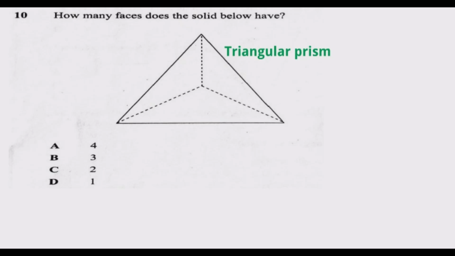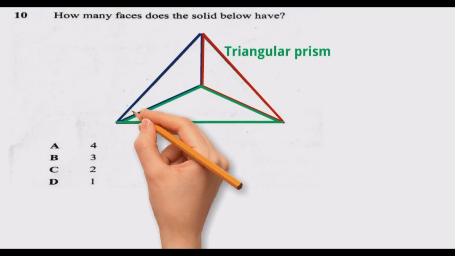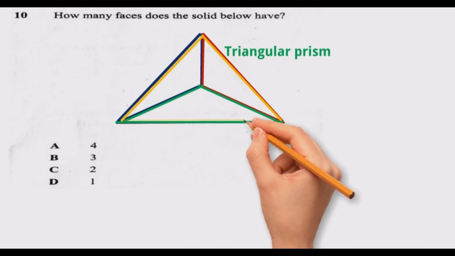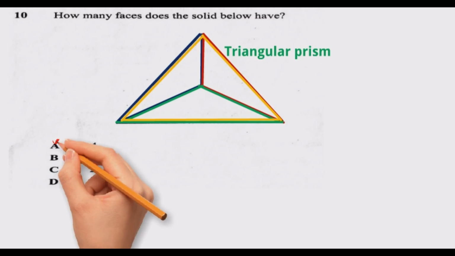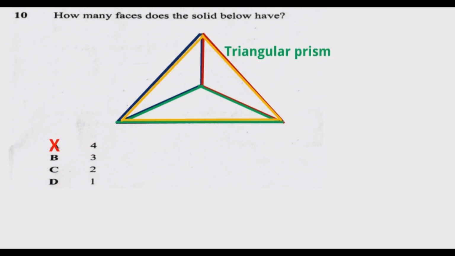Let's start. This side is 1, the blue side is 1, the red side is 2. Now the green side down here is 3, then plus this one is 4. It has 4 faces, so the correct answer is A.